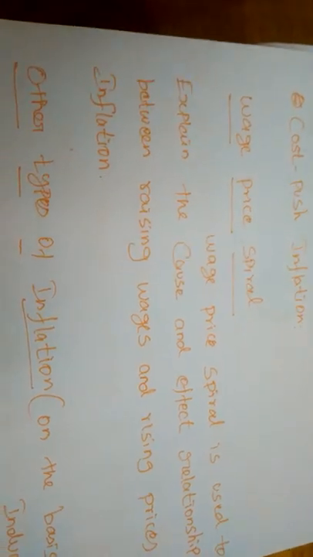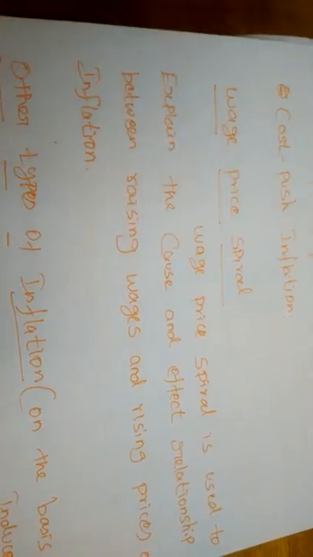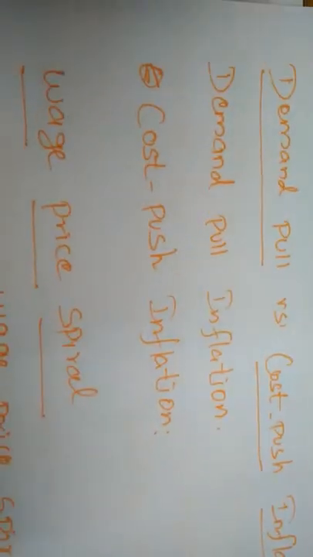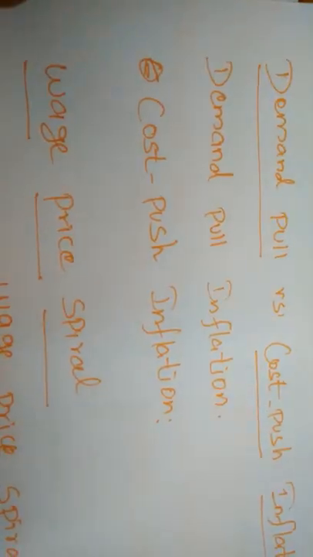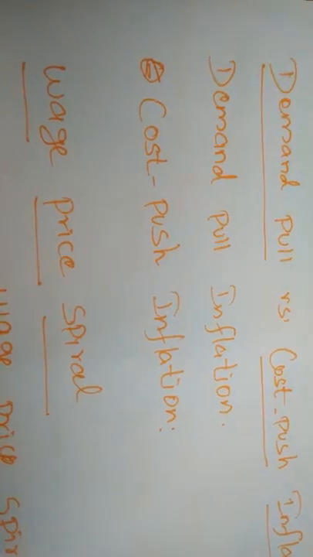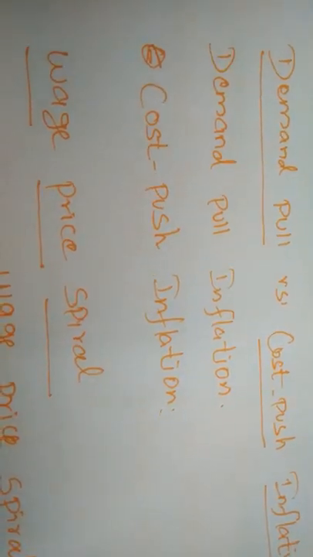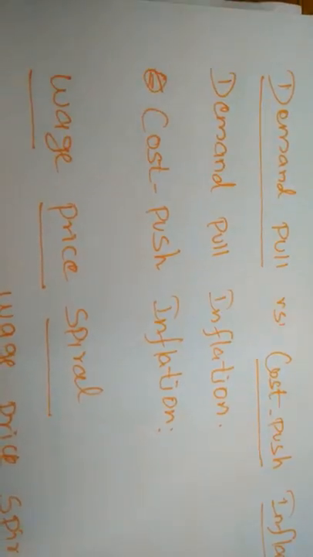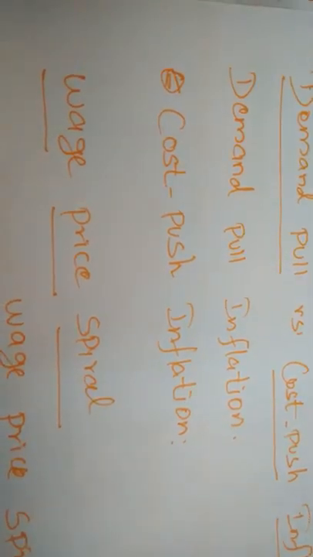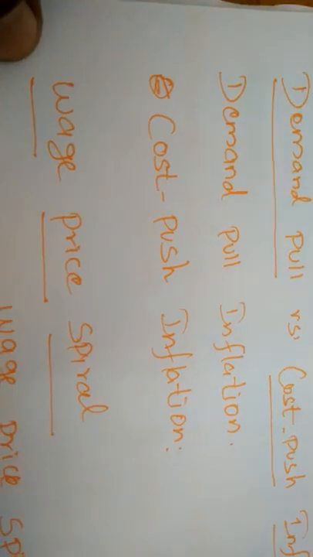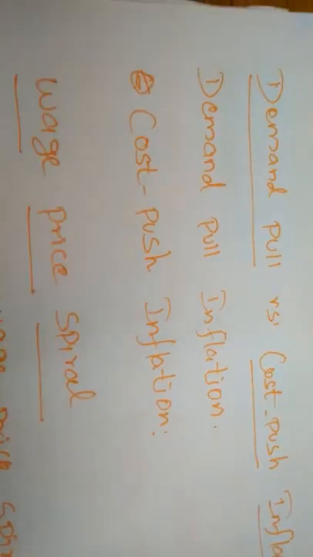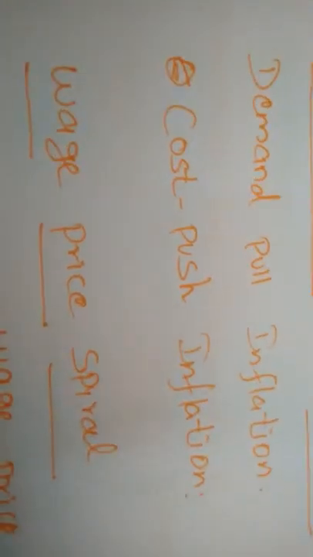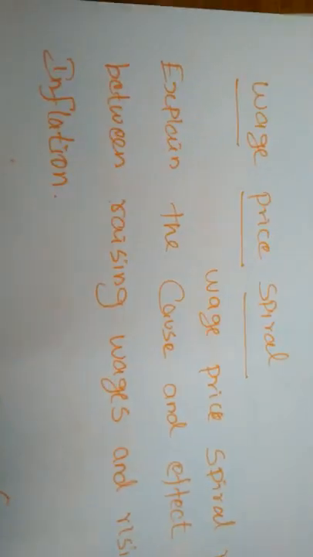Next one is demand pull inflation and cost push inflation. Demand pull inflation means that on the basis of high demand, the price of the commodity will be increased. Next one is cost push inflation. Cost push inflation means that on the basis of the cost of production, the price of the commodity will be increased. So on the basis of cost, if the price level is increased, that is called cost push inflation.